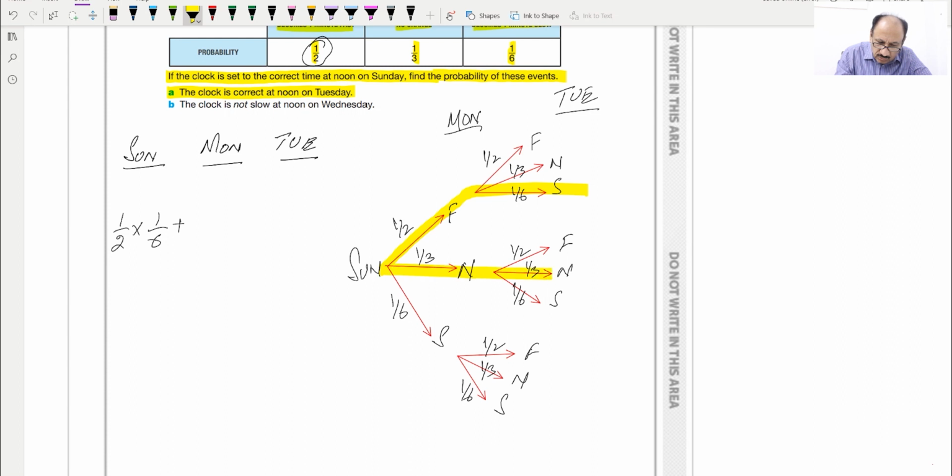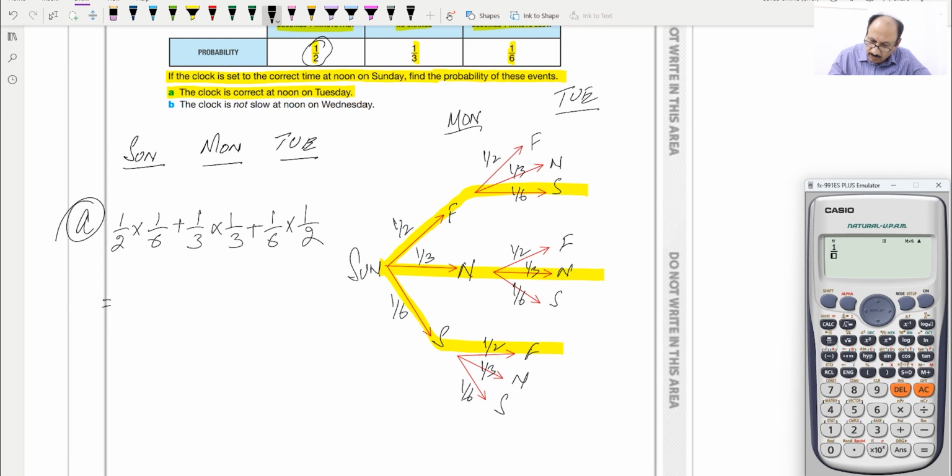So no change will be this option, and we can take it as 1 by 3 into 1 by 3, and this is the part which we are solving. And the third option can be 1 by 6, slow and fast. So slow and fast, this will also be no change. So we can take 1 by 6 into 1 by 2, and now we can calculate.